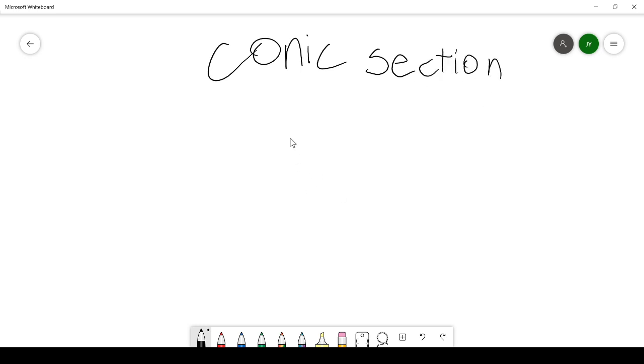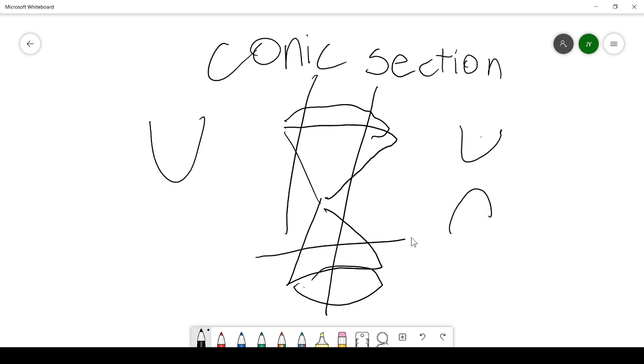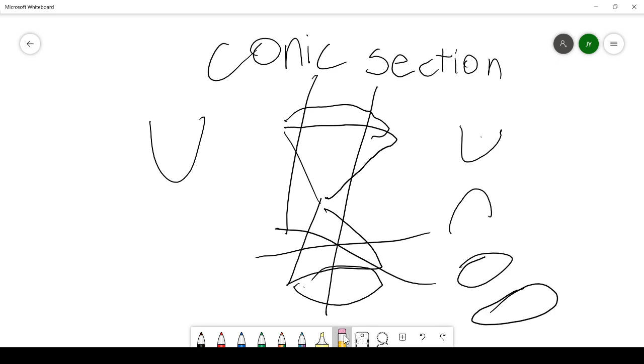Conic sections are, quite literally, bits and pieces of a larger cone. You take a slice here, it becomes a hyperbola. You take a slice here, becomes a parabola. Take a slice here, becomes a circle. You take a slice here, it becomes an ellipse. That was the general concept.